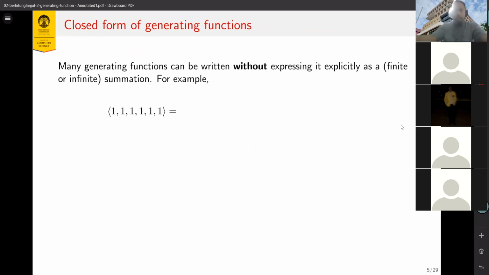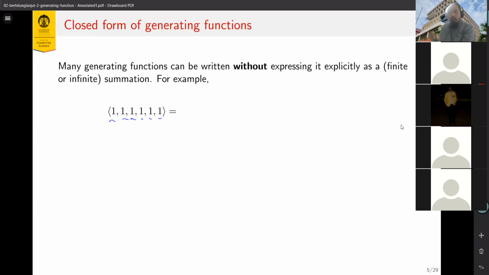So what I mean by that? For example, some generating functions could be written without expressing them explicitly as a summation. For example, a finite or infinite summation. For example, I have this finite sequence 1 1 1 1, so 6 terms, all are ones. So what is the sum form? Can anybody give me? Well, we already have it, right?